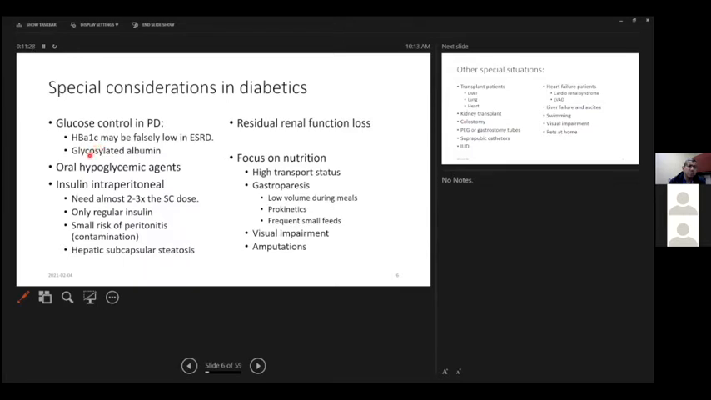The other component is you can use glycosylated albumin. Now, glycosylated albumin is not something that we use routinely, at least not in Canada here, not in my center or Toronto, but the papers are there from Europe and Australia.